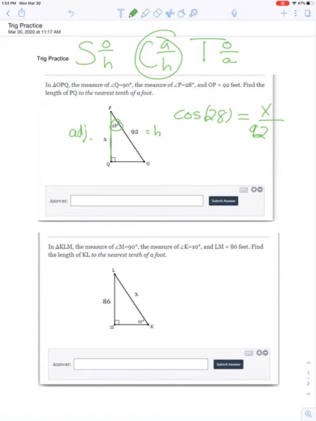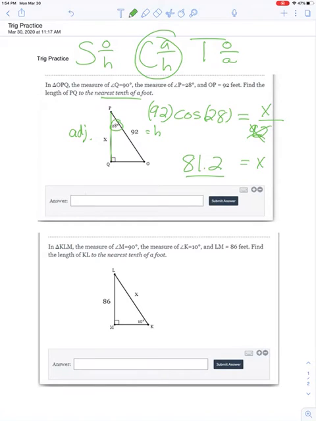Okay, so to solve this, we're going to multiply both sides by 92. And now remember, this says nearest tenth of a foot. That's one decimal out. So I'm going to do 92 times cosine of 28. Yes, of 28. So I'm going to get 81.2. Which seems like it makes sense.